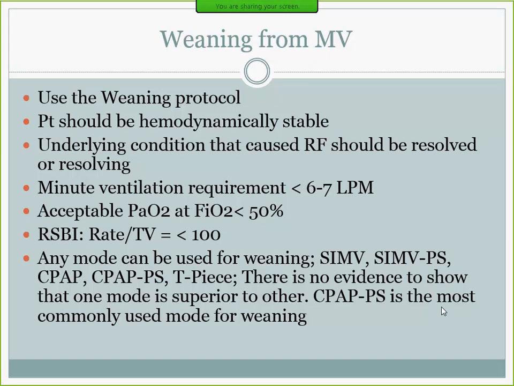All right, and the last thing is going to be weaning from mechanical ventilation. Remember, every foreign body that we induce, every day you need to ask yourself, can this come out? And the ET tube is one of those, right? So we introduced it. So every day you ask yourself, can the ET tube come out? Patient should be hemodynamically stable, of course. The underlying condition that caused respiratory failure should be resolved. Minute ventilation requirement should be within a reasonable range. Acceptable PF ratio, oxygen requirement is less than 50%.